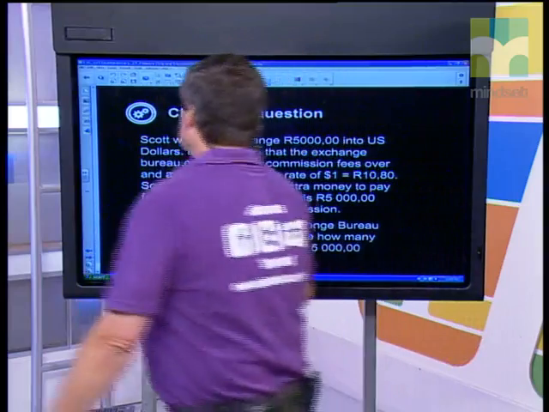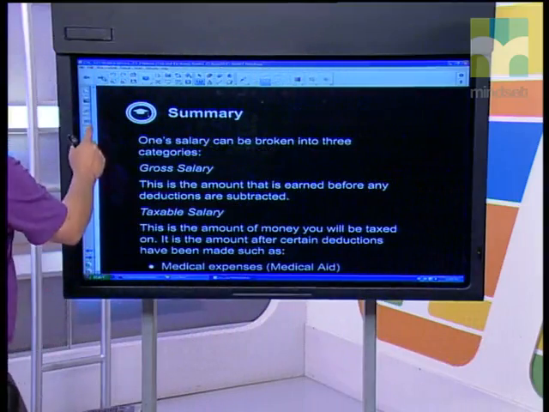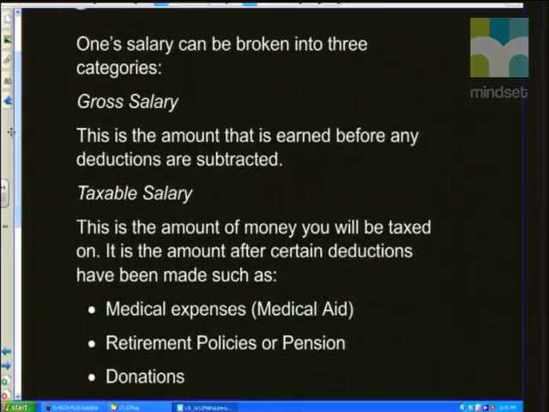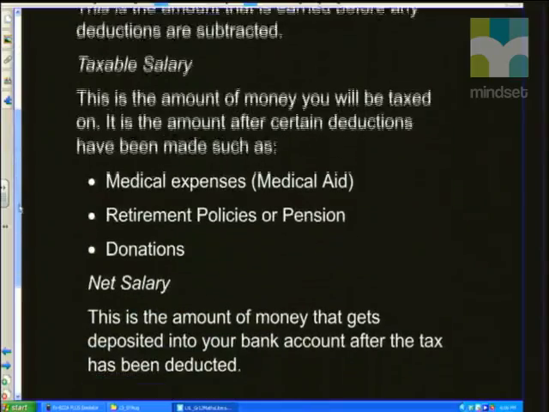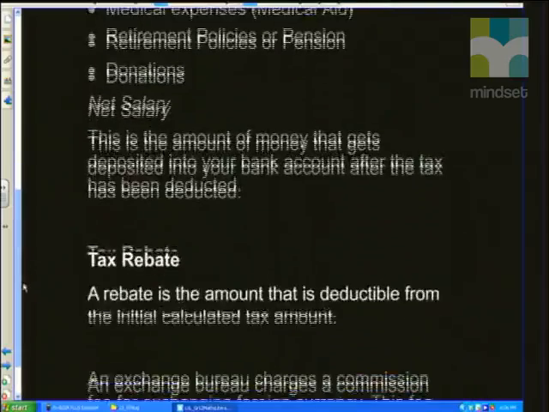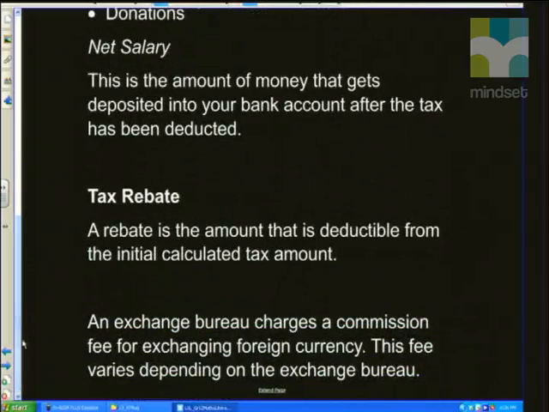Okay, let's look at today's lesson. I'm just going to skim over this because we looked at some of it last week. One salary can be broken into 3 categories: a gross salary, a taxable salary, and then, of course, a net salary. Okay, then tax rebate. A tax rebate is the amount that is deducted from the initial calculated tax amount.